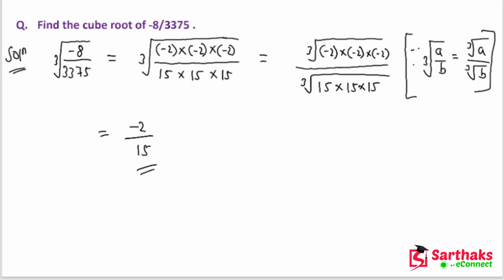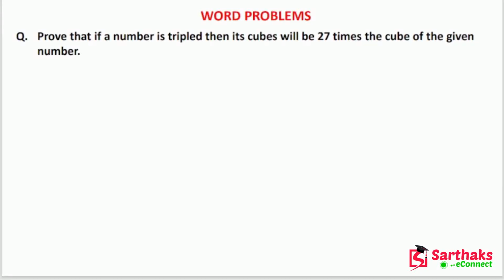Let us move on to the next question, which are nothing but the word problems based on the chapter. Now this word problem says prove that if a number is tripled, then its cube will be 27 times the cube of the given number. So we can easily prove that. Now what this says, prove that a number. So which number? So let us start by taking the number.